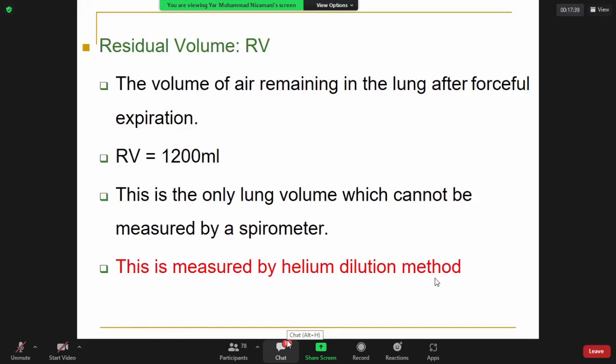याद रखना, जहाँ जहाँ residual volume आएगा, वो capacity हो या volume हो, it will be measured through indirect spirometry, cannot be measured through direct spirometry. तो शुरू में हमने बात की थी कि indirect spirometry से क्या क्या चीजें measure होंगी, तो हमने कहा था RV होगा, FRC होगा, total lung capacity होगी. ठीक है? Residual volume मतलब residual air रह जाए after forceful expiration. It is 1200 ml and is the only lung volume which can be measured through indirect spirometry. Rest all volumes are measured through direct spirometry, right?